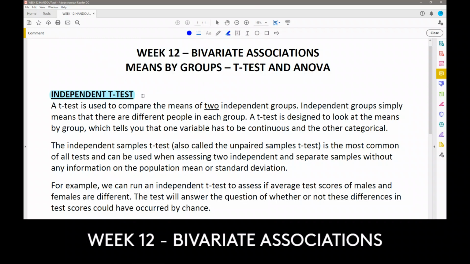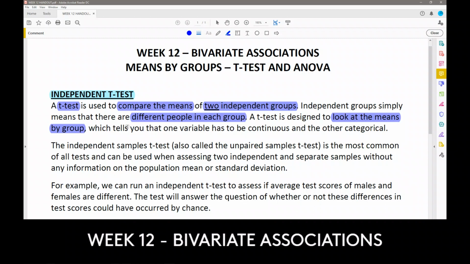Now, what is a t-test used for? A t-test allows us to compare the averages or the means of two independent groups. When we say independent groups, we are referring to the variable's categories, which indicate groups different from each other, or there are different people in each group. So what the t-test does is it analyzes both variables and looks at the averages by each group.